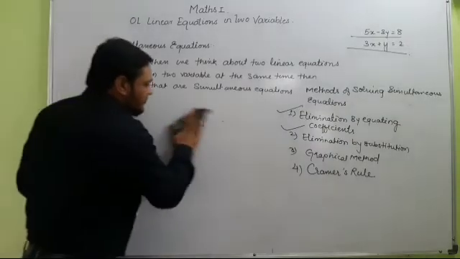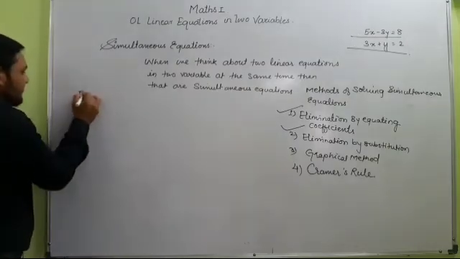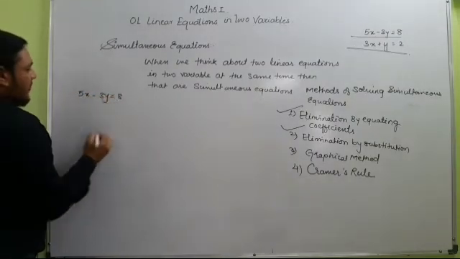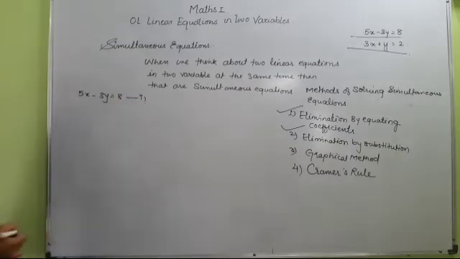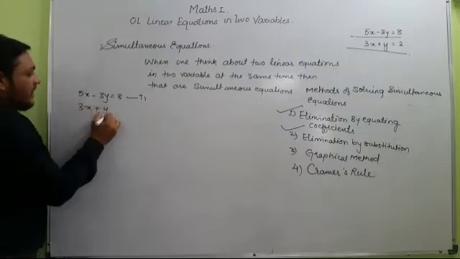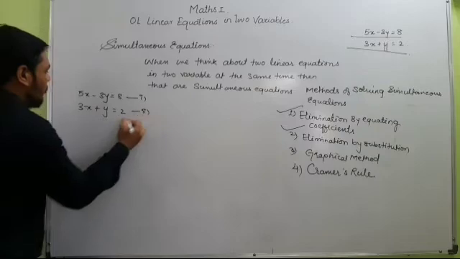So we will write the equations here. 5x minus 3y equal to 8. This is our equation number 1. And the next equation is 3x plus y equal to 2. This is equation number 2.